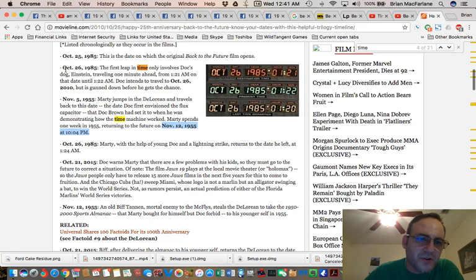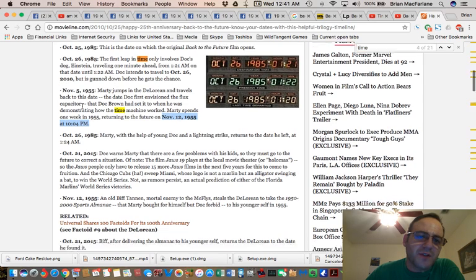October 26th, 1985. The first leap in time only involves Doc's dog Einstein traveling 1 minute ahead, from 1:21 a.m. on that date until 1:22 a.m. Doc intends to travel to October 26, 2010, but is gunned down before he gets the chance.